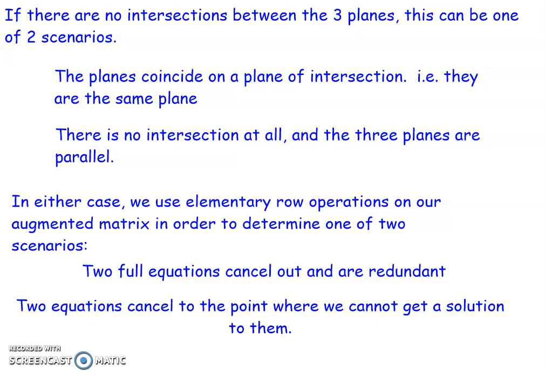In either case, there's a set of steps that we have to do, and again, as with the others, we have to use elementary row operations on our augmented matrix, and we determine one of two scenarios. Two full equations cancel out and are redundant, so zeros in all of those two equations. If that is the case, then it's a plane of intersection and the three planes coincide with one another. Or two equations cancel out to a point where we cannot get a solution to them. And if we cannot get a solution, then all three planes are parallel. There's no solution that satisfies even a pair of the equations, let alone all three. So I'll show you an example of these and how straightforward it is to do the calculations.